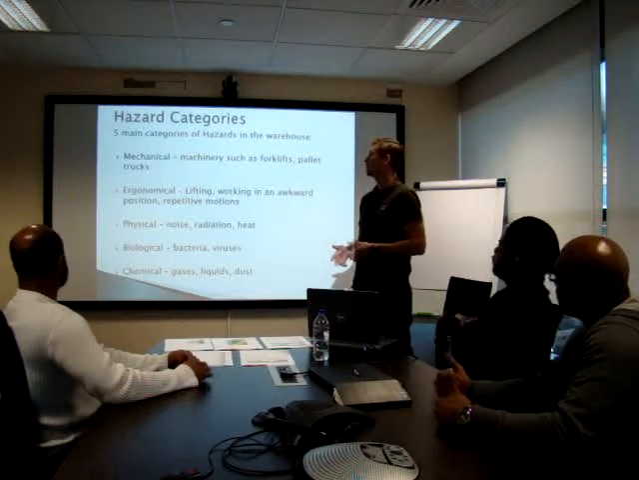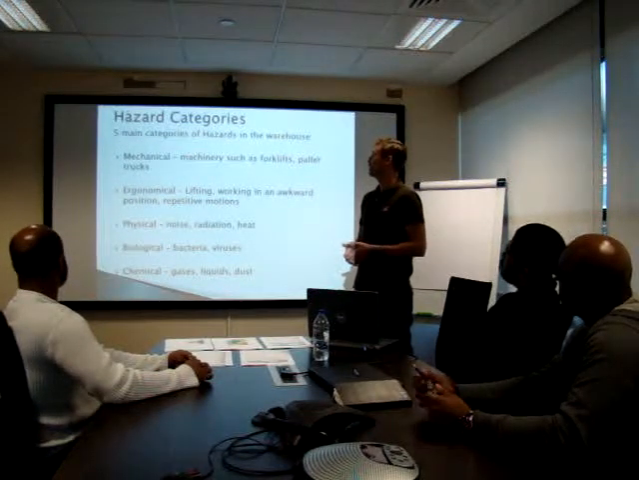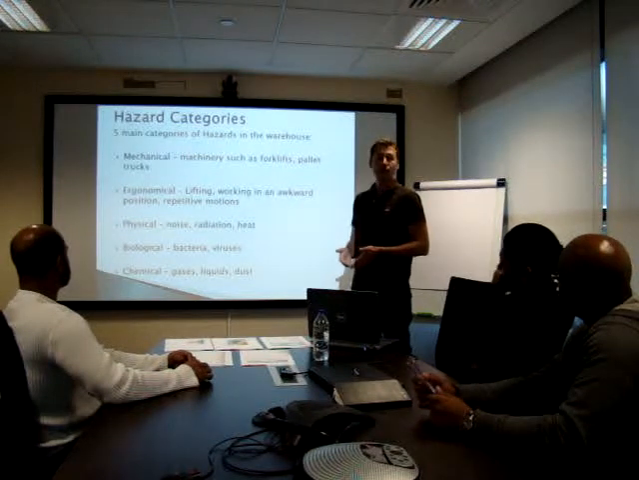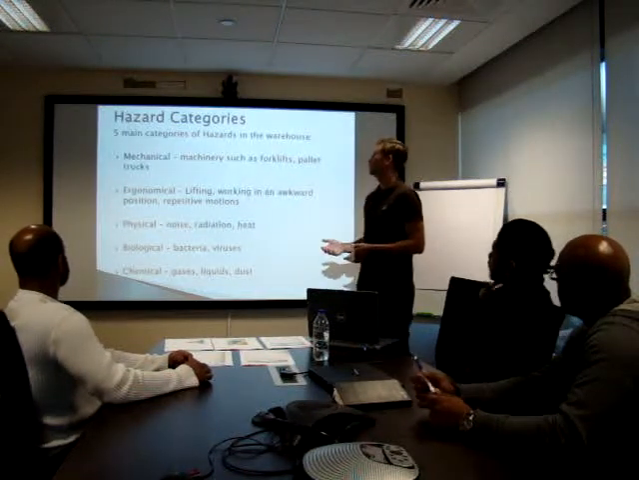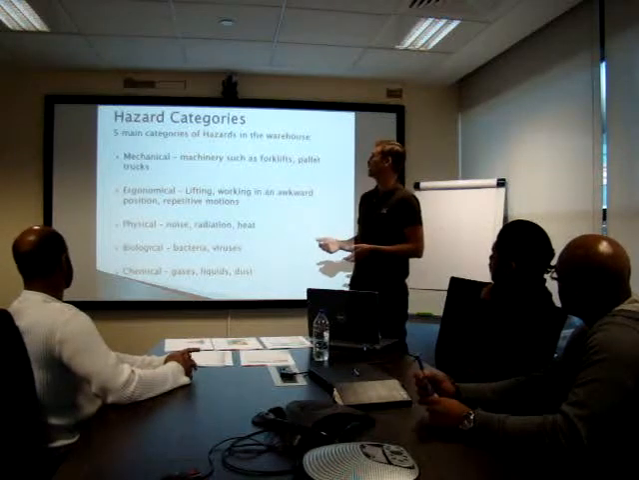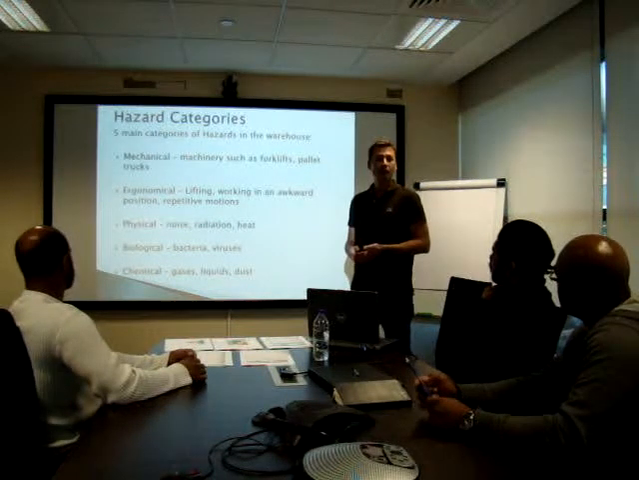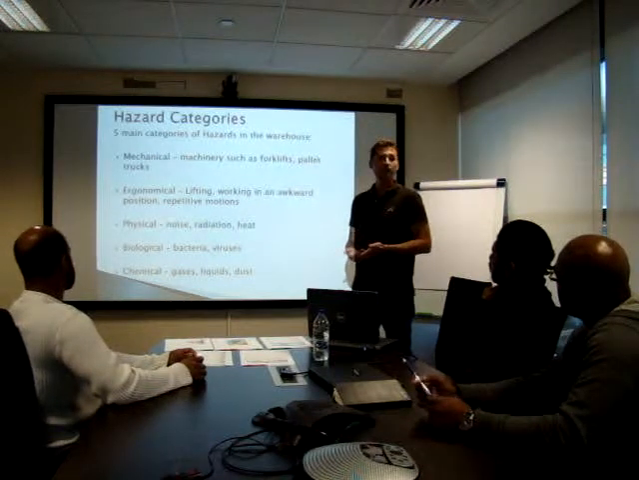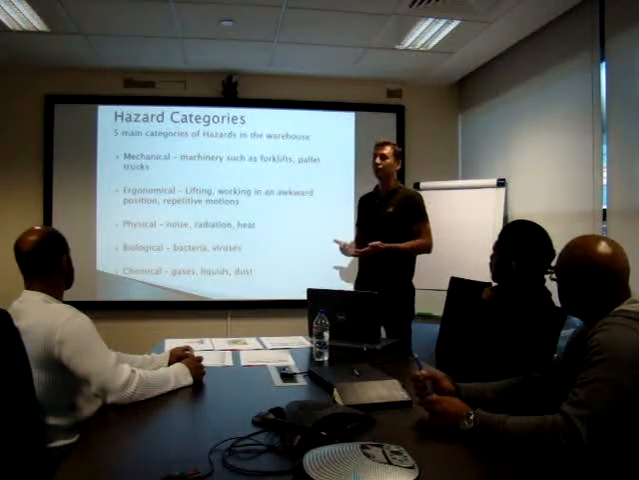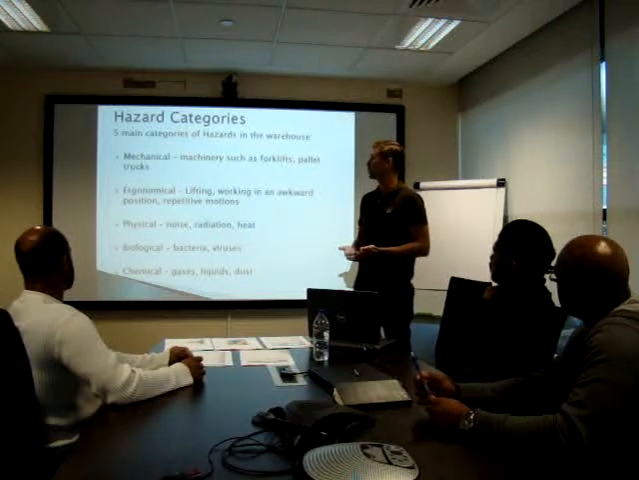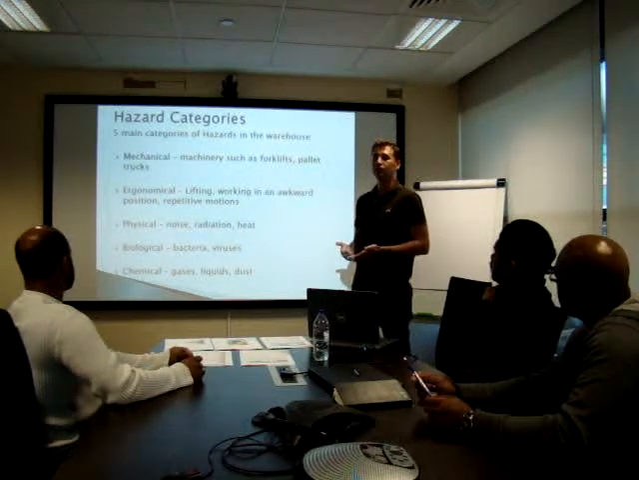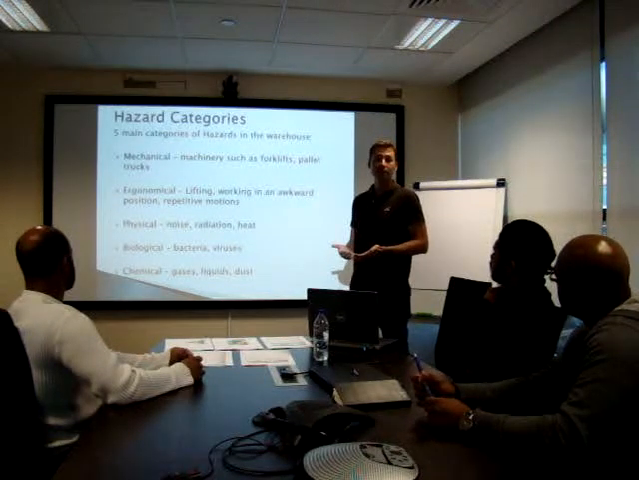Hazard categories. Now, there's 5 main categories of hazards that we can encounter in the warehouse. First of all, mechanical. Now, this one is machinery, such as forklifts, pallet trucks. We also can have vehicles coming in and out. We've really got to keep our eyes open and make sure that we're aware of the hazard that's presented by these vehicles that are moving around in the warehouse.